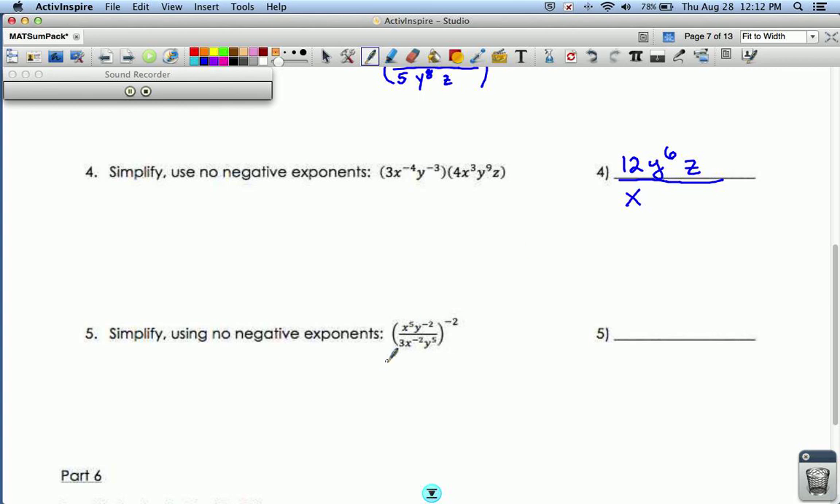Inside the parentheses we can work. 3 is all by itself. X is, those 2 will jump up top, make that 7. Those 2 y's will jump down to the bottom, make that 7. And it's 2 to the -2.